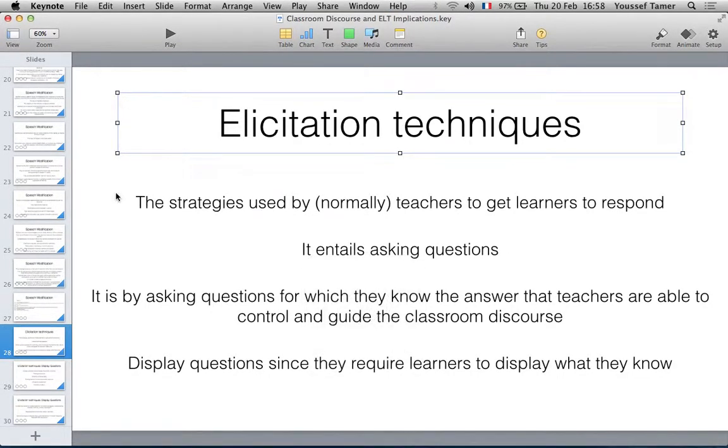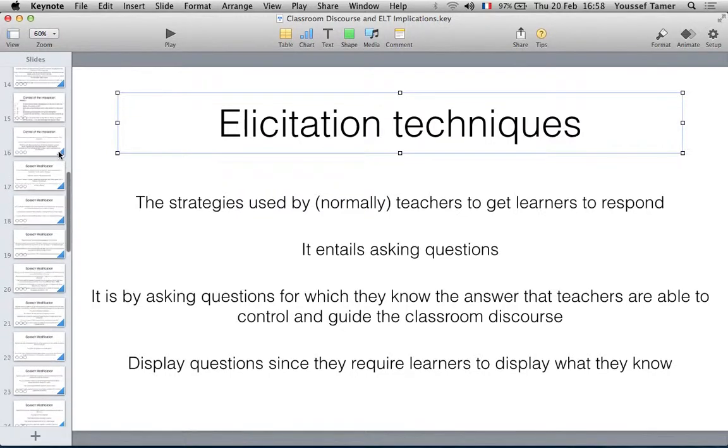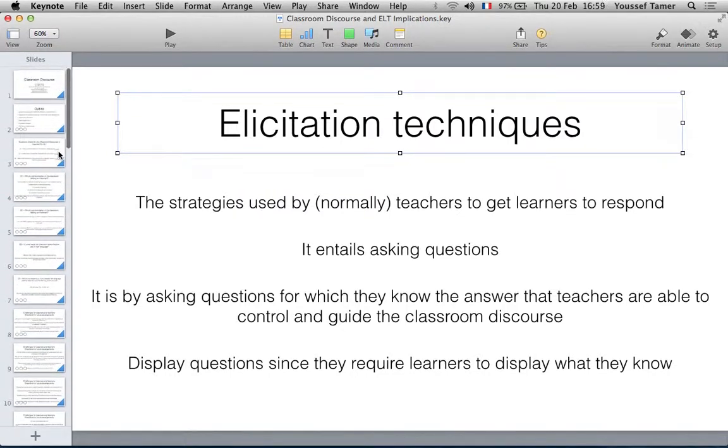Okay, so we go ahead and finish our lecture which we started last time, talking about classroom discourse and ELT implications, right? Just to recapitulate, what are the main points we discussed last time? Yes, so there were 3 questions, okay?